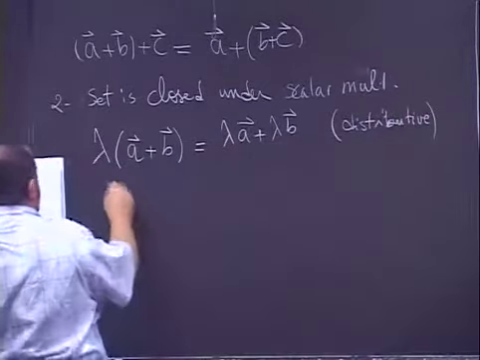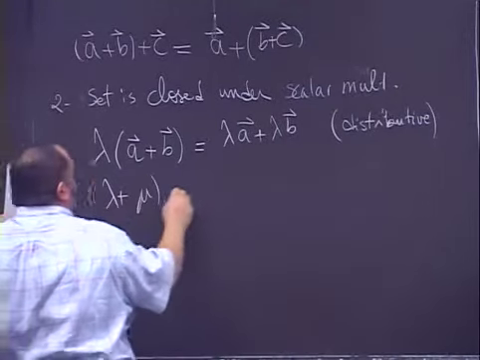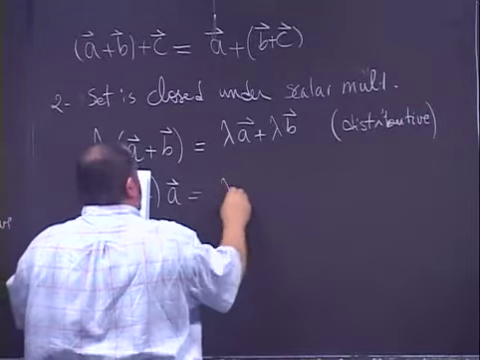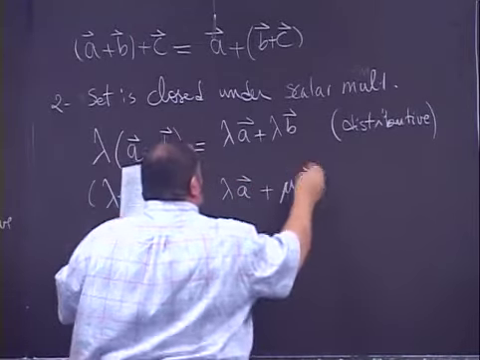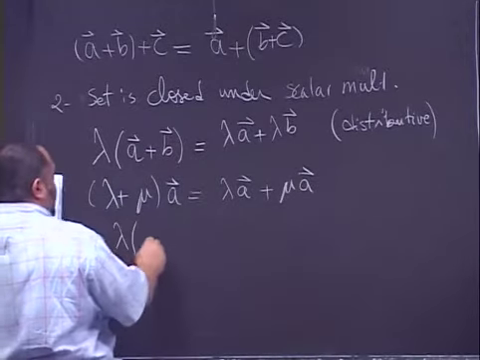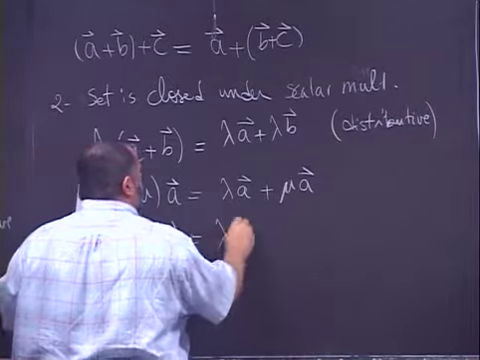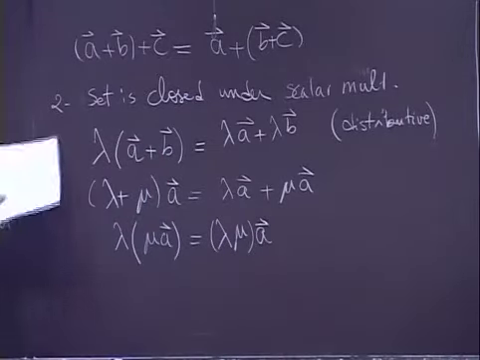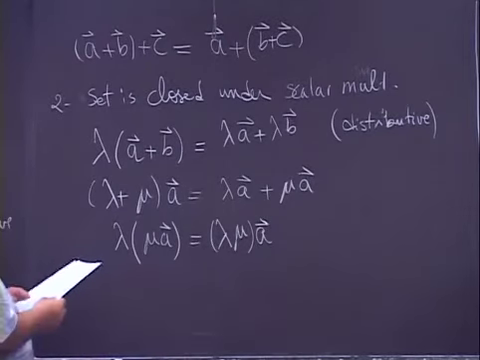If you have two constants, lambda plus mu, scalar quantities, and you multiply this by A, again it will give you lambda A, same distribution, plus mu multiplied by A. And here's the association. So this is lambda multiplied by mu A. This will give you lambda mu all multiplied by a vector A. So this is the second property here. So it's closed under addition, closed under scalar multiplication.